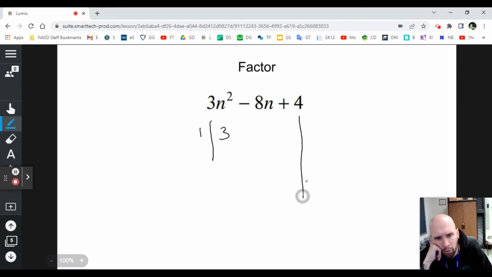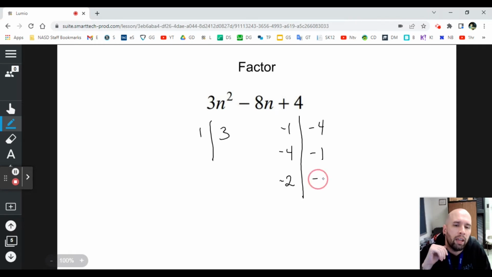Now, here's where we have to be careful. Since this guy is negative, I need to pick 2 negatives that multiply out to 4. So negative 1 times negative 4 do that. Negative 4 times negative 1 do that. And negative 2 times negative 2 do that. And I'm not going to write down negative 2 times negative 2 again.